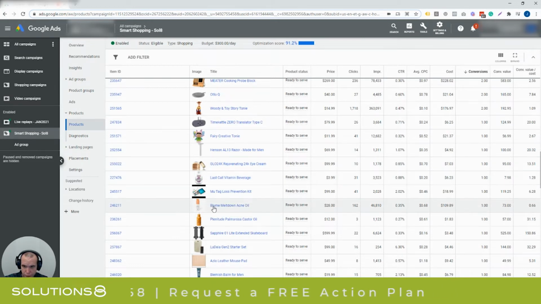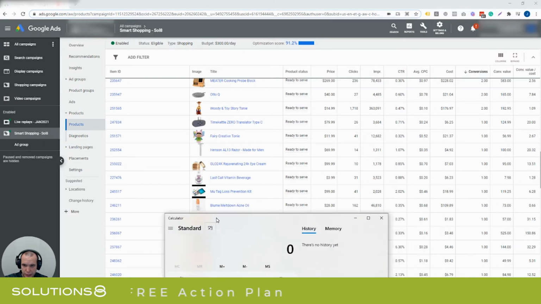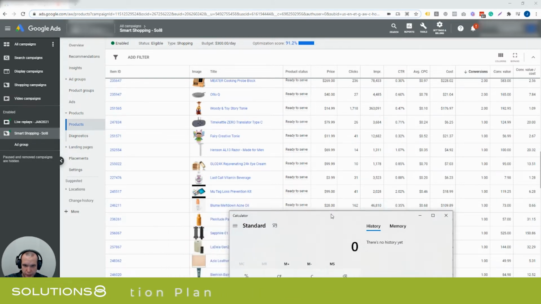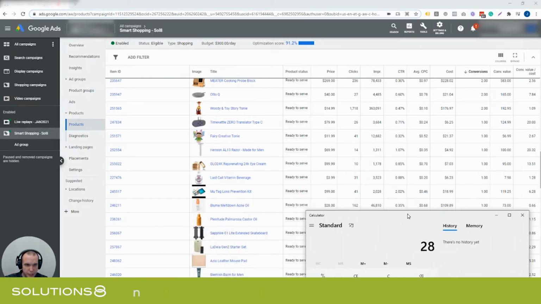Let's do Bloom Meltdown Acne Oil. Okay, so Bloom Meltdown Acne Oil, it's $28, right? So we have $28, and then we say there was one conversion. Awesome. So you multiply it by 1, equals $28, right? No, 73. Well, how does that happen?